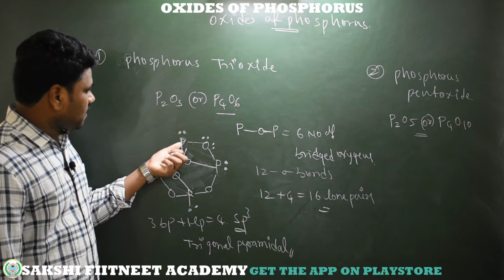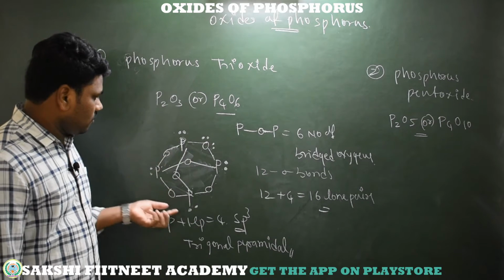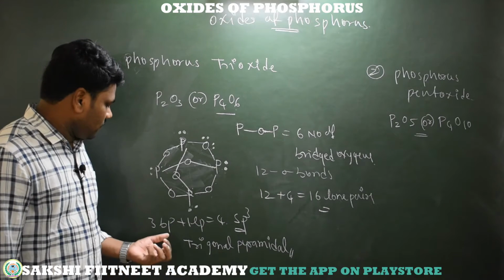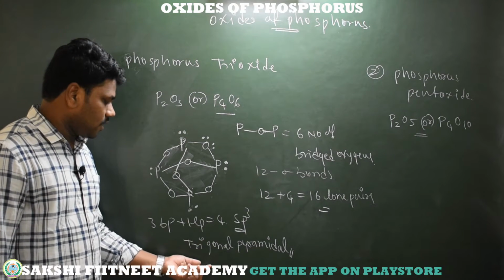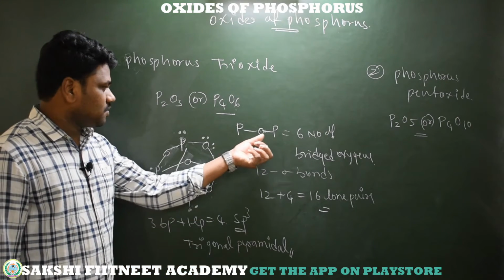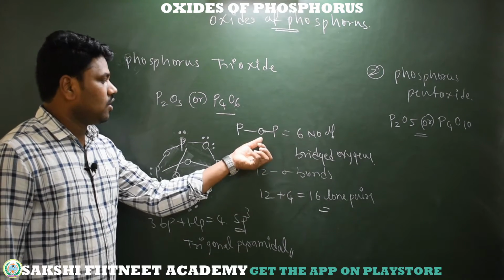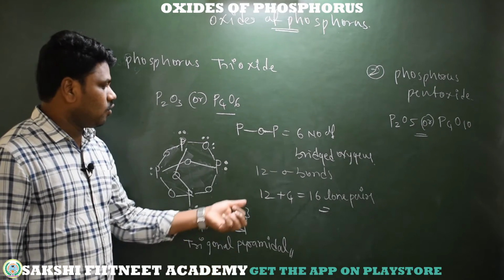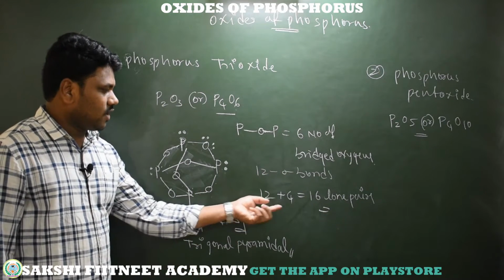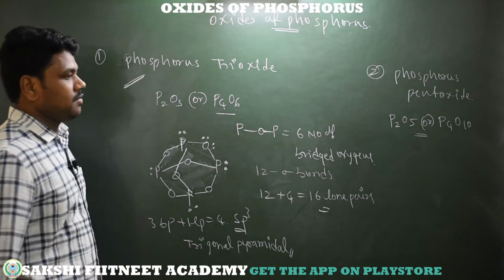Simply, each phosphorus is bonded to 3 bridging oxygen atoms, and all 4 phosphorus atoms experience sp3 hybridization with 3 bond pairs and 1 lone pair. The geometry becomes trigonal pyramidal, and the total number of phosphorus to phosphorus bonds through oxygen bridges is 6. And how many sigma bonds are there? 12 sigma bonds. And what about the lone pairs? We have a total of 16 lone pairs. So this is the structure of phosphorus trioxide.